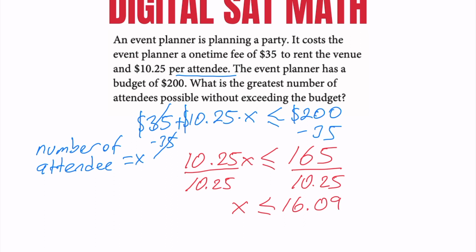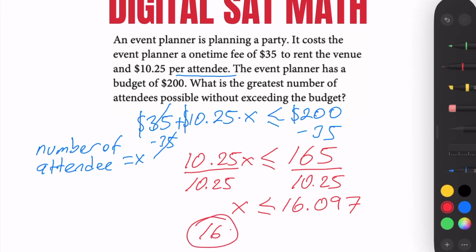We don't need to round it, but I'll just put 7 here. So the number of attendees, x, cannot exceed 16. So what's the maximum it can be? It'll be 16 attendees. So there will be 16 people. Okay, our answer is 16 for this question.